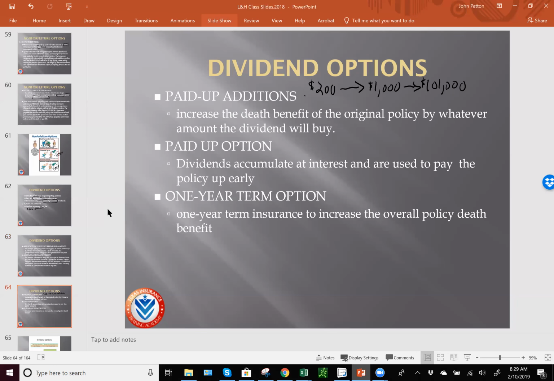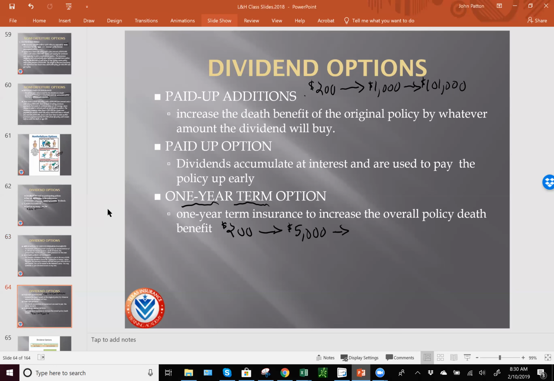You're going to be adding what type of insurance? Term insurance. And it's going to be on your policy for how long? 1 year. Okay, so 1-year term option. So let's use that same dividend that Mutual of Omaha has, $200. If we use that $200 for 1-year term insurance, that same $200 dividend might buy me, let's say, $5,000 of 1-year term insurance.